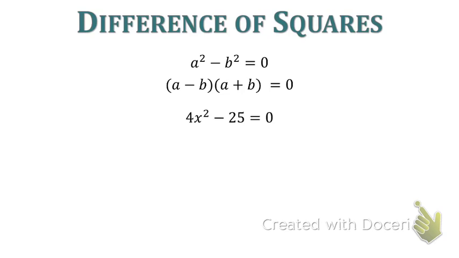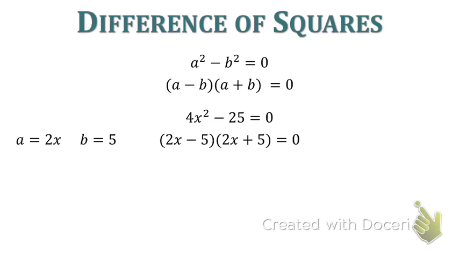So let's look at an example. 4x squared minus 25. So my first term is 4x squared. To determine what a is, I need to square root that. The square root of 4 is 2, and the square root of x squared is x. So my a is 2x. Then I see a 25. So I need to take the square root of 25 to determine b. The square root of 25 is 5. Now I know my a is 2x and my b is 5. So let's fill in our function. 2x minus 5 and 2x plus 5. A minus b times a plus b.